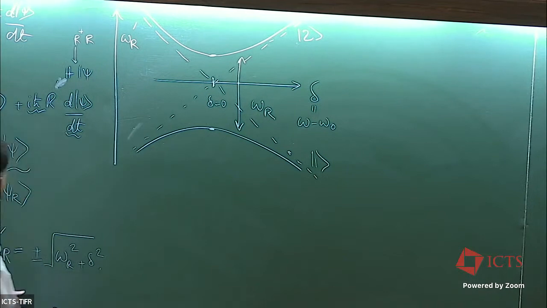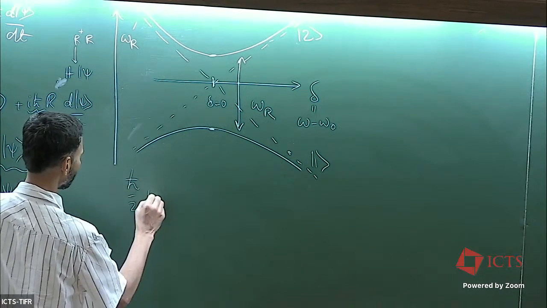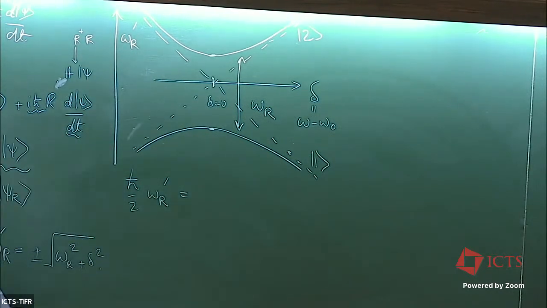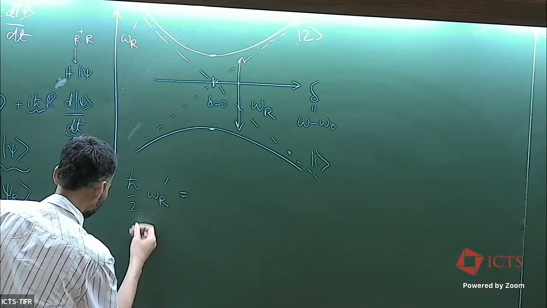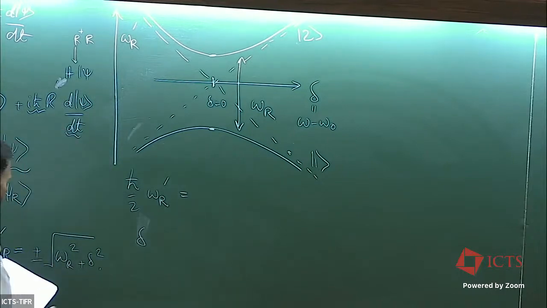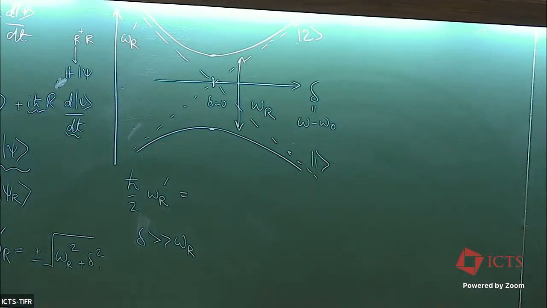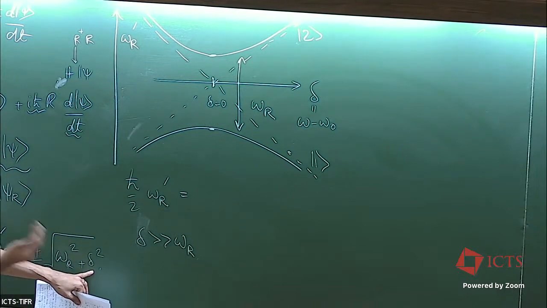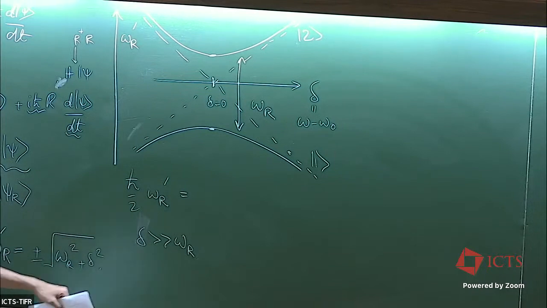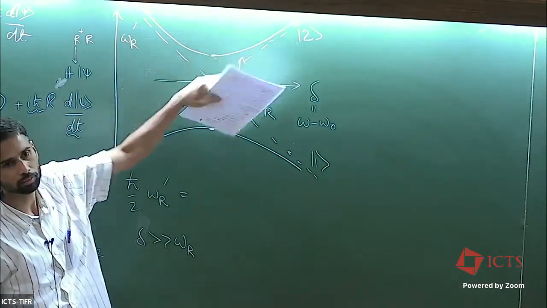Now, in this expression, the energy, as I said, is h bar by 2 omega r prime. In this, if I put the condition that delta is much larger than omega r, then for the previous condition, if delta equals zero, we basically get back Rabi oscillations. This system will have these Rabi oscillations in the bare state. In the rotated state, this is the eigenset of the system.